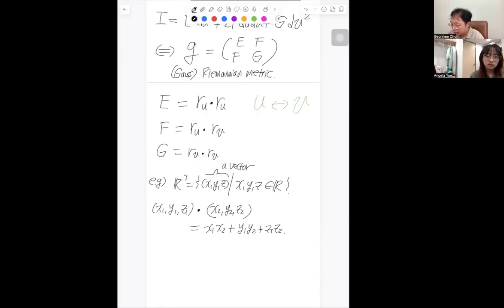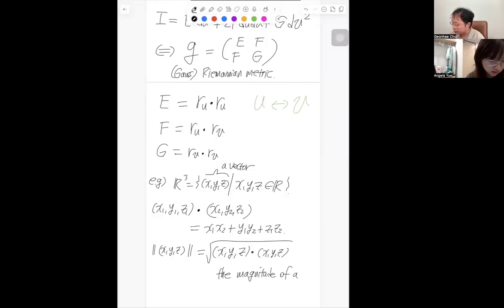All right. So what's the point of introducing the dot product? For example, you saw this notation before. If we want to look at the magnitude of a vector, what is the definition? We take the dot product of (x, y, z) with itself, and take the square root. This is the definition of the magnitude of a vector with components x, y, z. Is that okay with you?